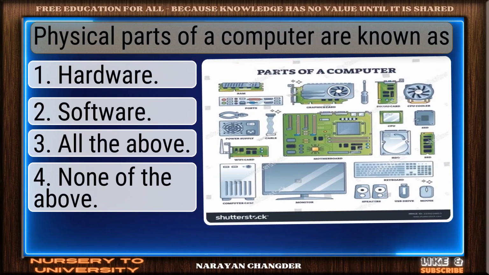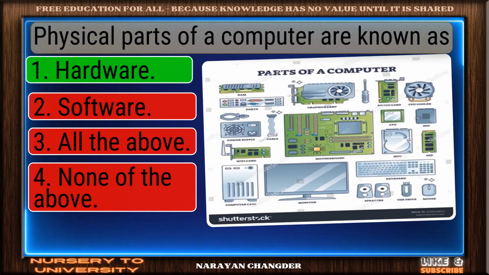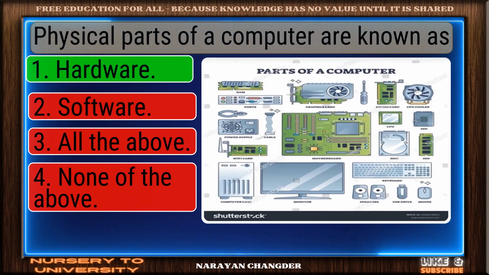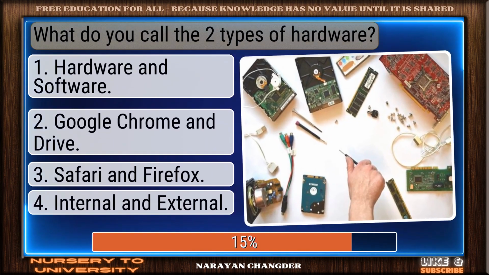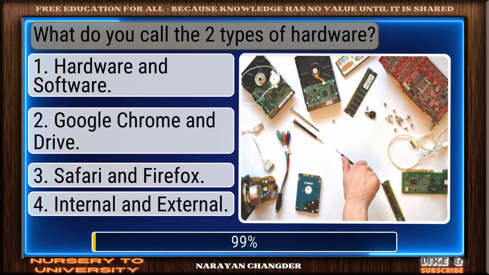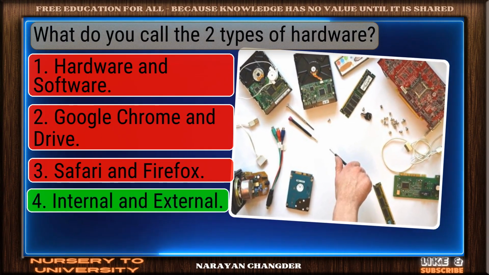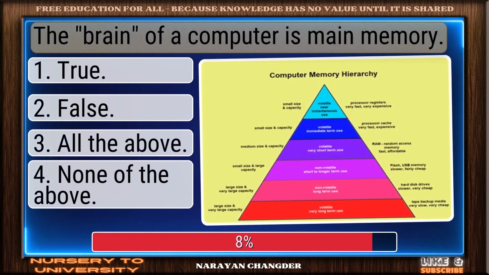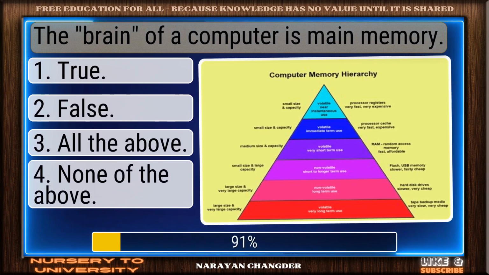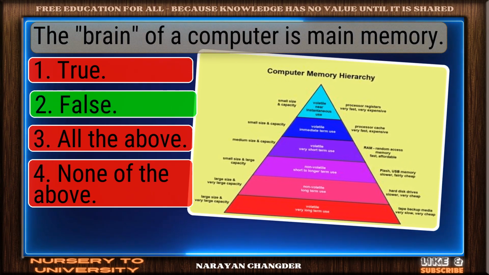Physical parts of a computer are known as. You got it. Your choice hardware is right. What do you call the two types of hardware? Good job. Your answer internal and external works well here. The brain of a computer is main memory. Excellent choice. False is the right answer.